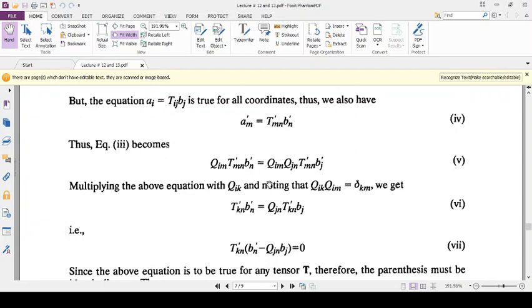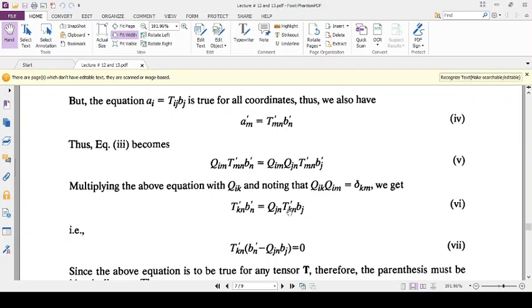When you use here q_im into q_ik, you can write that product as delta_km. So again you will have delta_km into T dash_mn, and this m will be dummy with this m, so we can write T dash_kn b_n dash, same on the right hand side.